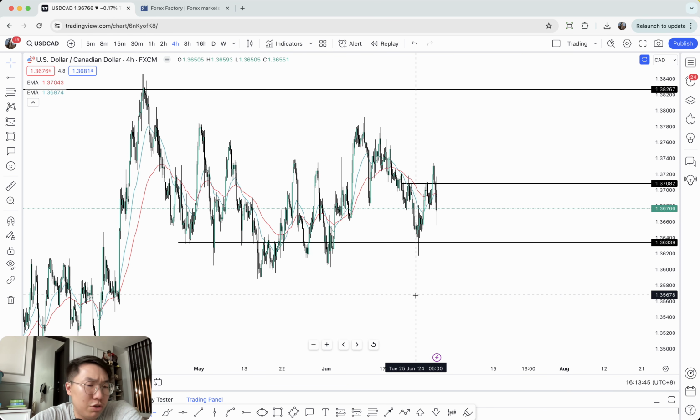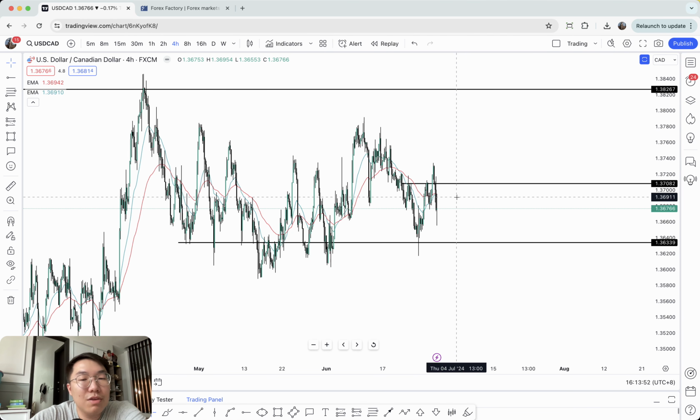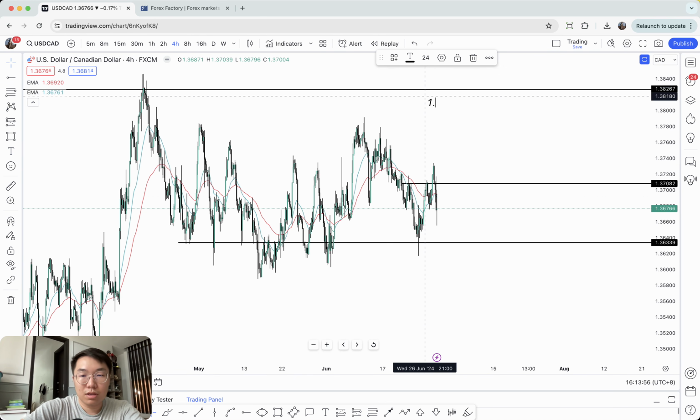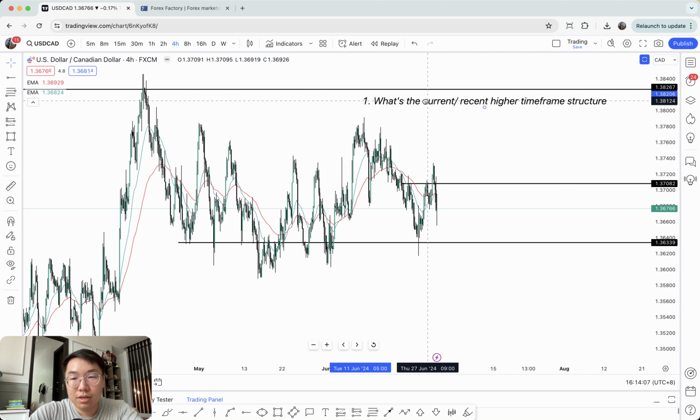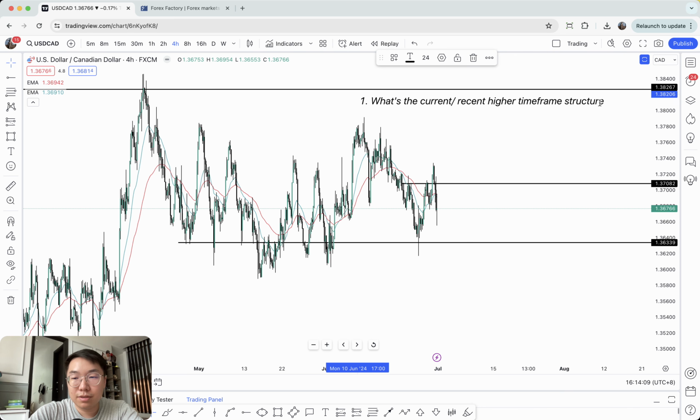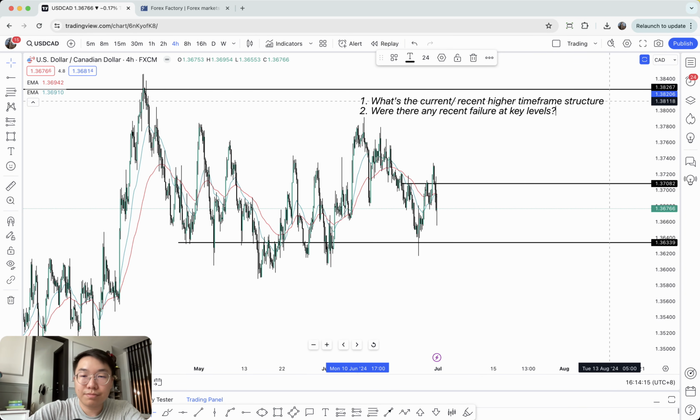So right now, what should you do? Just now we talked about two points. The first point is the high time frame structure, the direction. The second point is, were there any recent failures? Let me just write them down. What's the current recent high time frame structure? That's the first thing. And the second thing is, were there any recent failures at key levels?